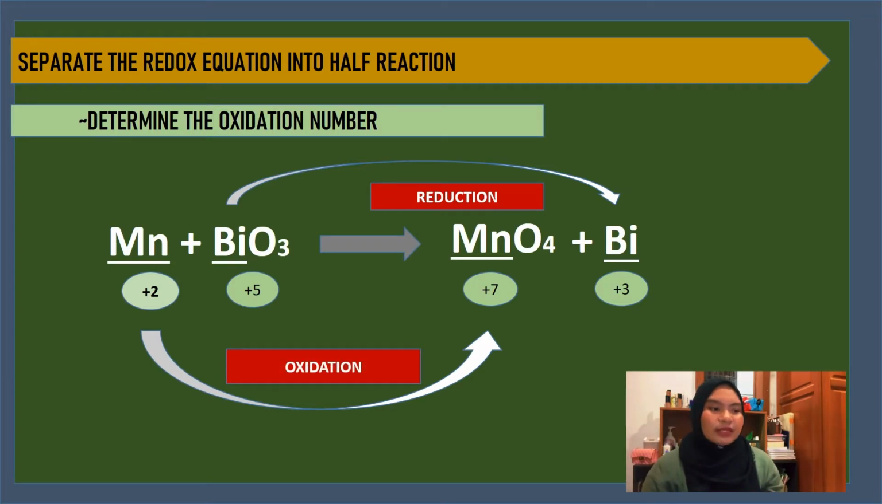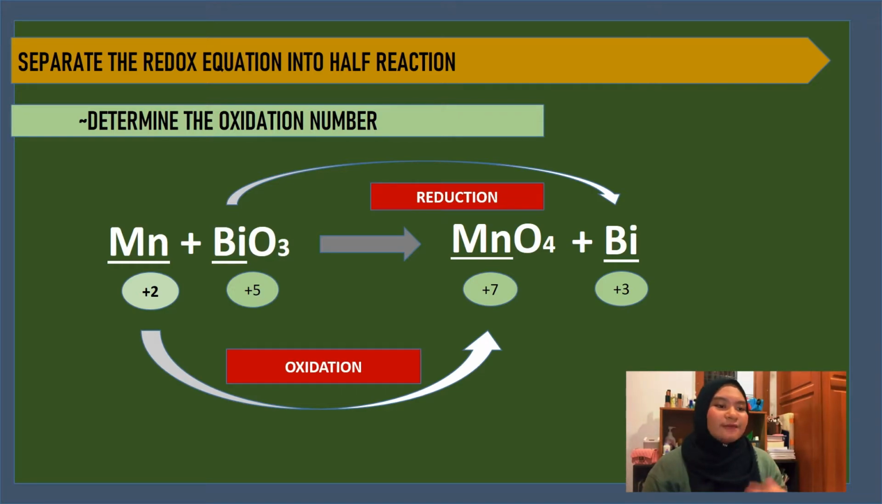Based on the slide, we can see here that manganese has an oxidation number of +2 on the left, while on the right, manganese has an oxidation number of +7. So we can see the oxidation number increases. When the oxidation number increases, it means the element undergoes oxidation. So manganese is oxidized to become permanganate.